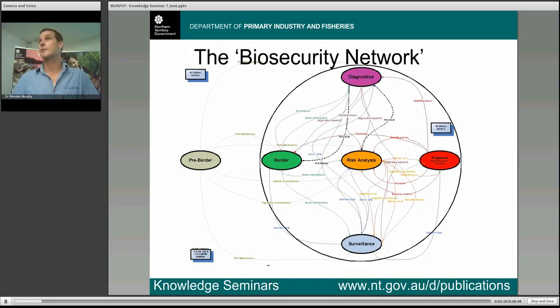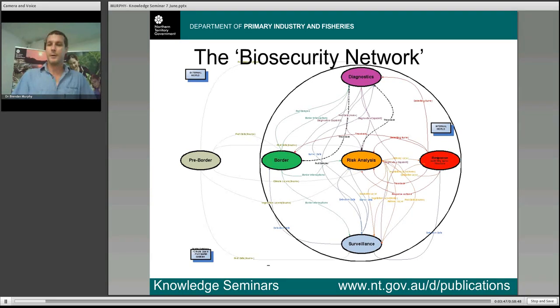I think biosecurity, the system, is actually a network. It's not a continuum. And this is just a mock-up that I made a few years ago, trying to look at the linkages between different parts of the system. So again, we still see pre-border and border, but we should be looking at specific nodes. So we're looking at, obviously, surveillance, risk analysis, response, and diagnostics. And we should be treating the biosecurity system more like this. And what we need to look for is linkages between these systems, feedback loops.